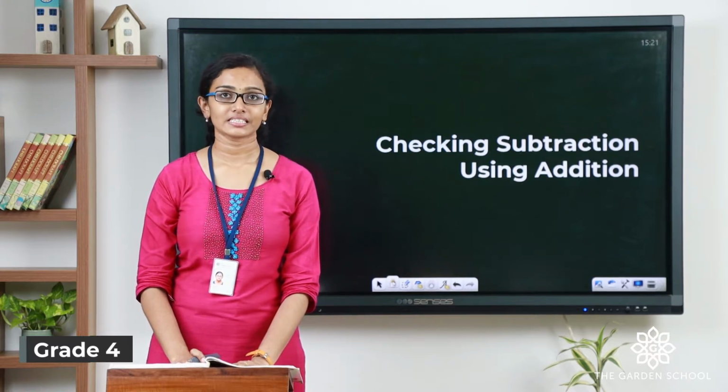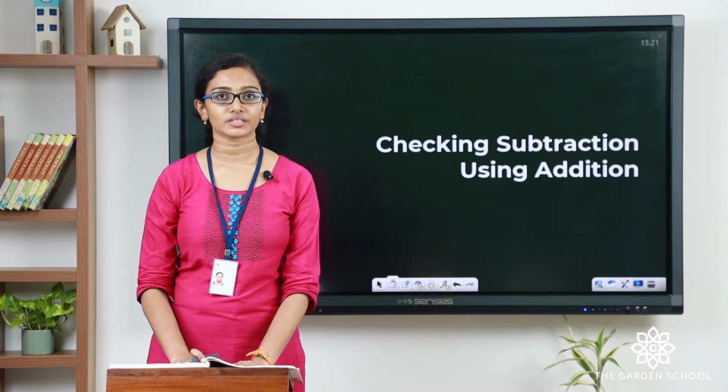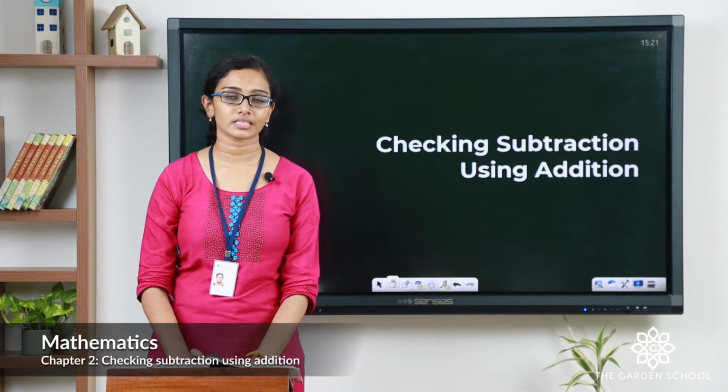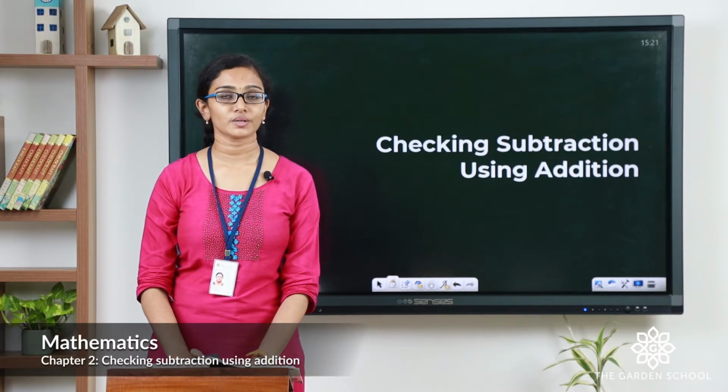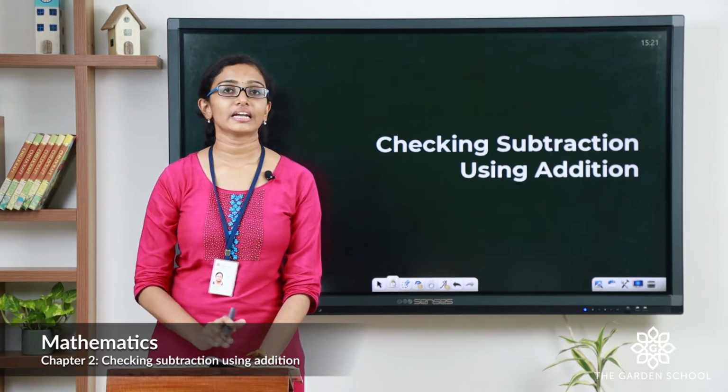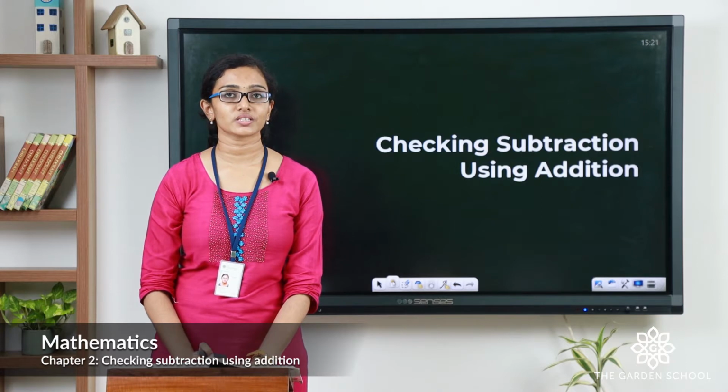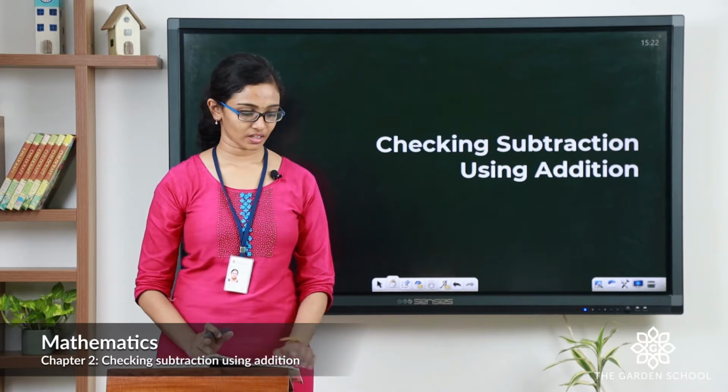In the previous classes, we were learning about subtraction. We saw the subtraction of 5 and 6-digit numbers. We saw the properties of subtraction. In this class, we'll talk about how to use addition to check if a subtraction is done correctly.